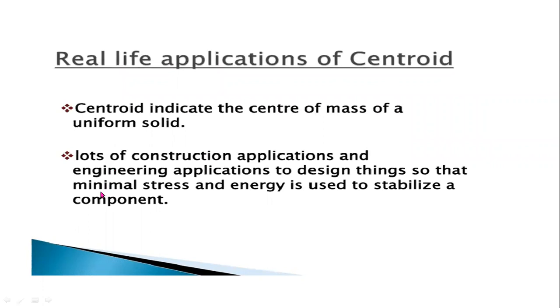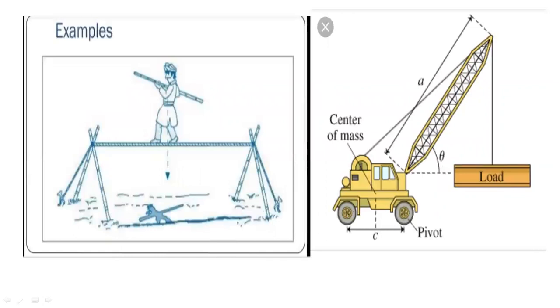Center of gravity of a body is the point through which the whole weight of the body acts. A body has only one center of gravity for all positions of the body. It is represented by the symbol CG or simply G. Centroid indicates the center of mass of a uniform solid. There are lots of construction and engineering applications, designing things so that minimal stress and energy is used to stabilize a component. These are some examples for centroid.